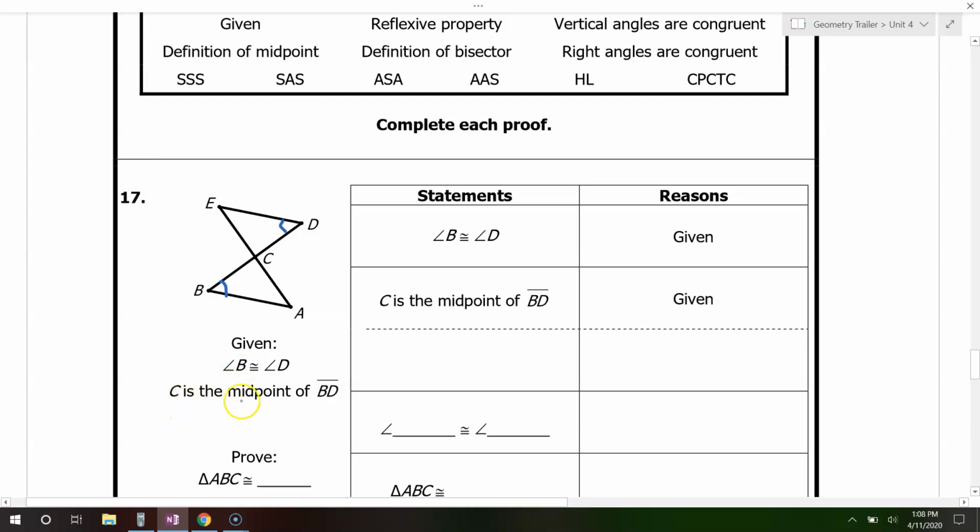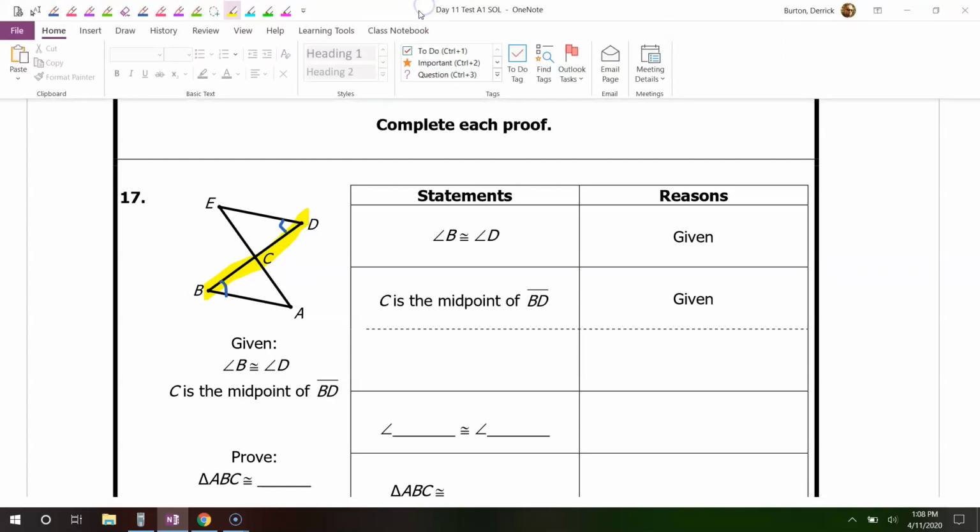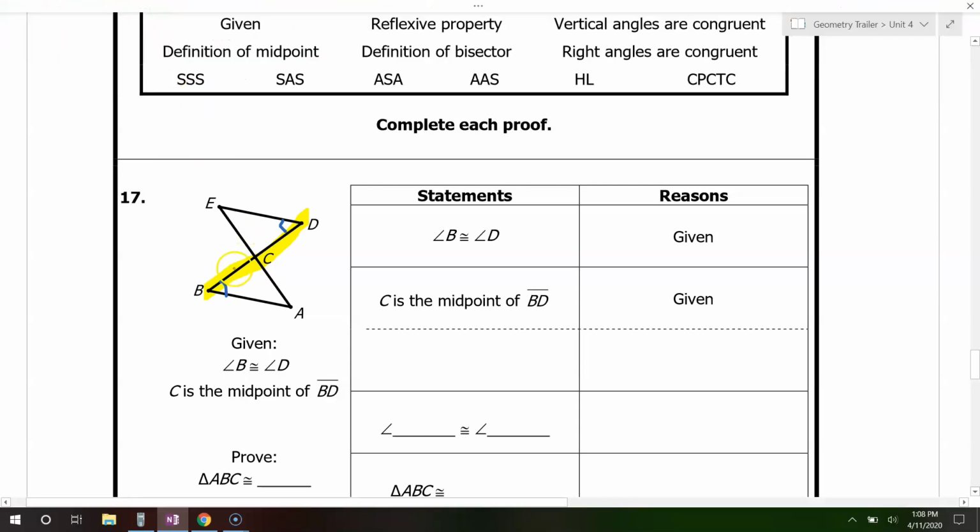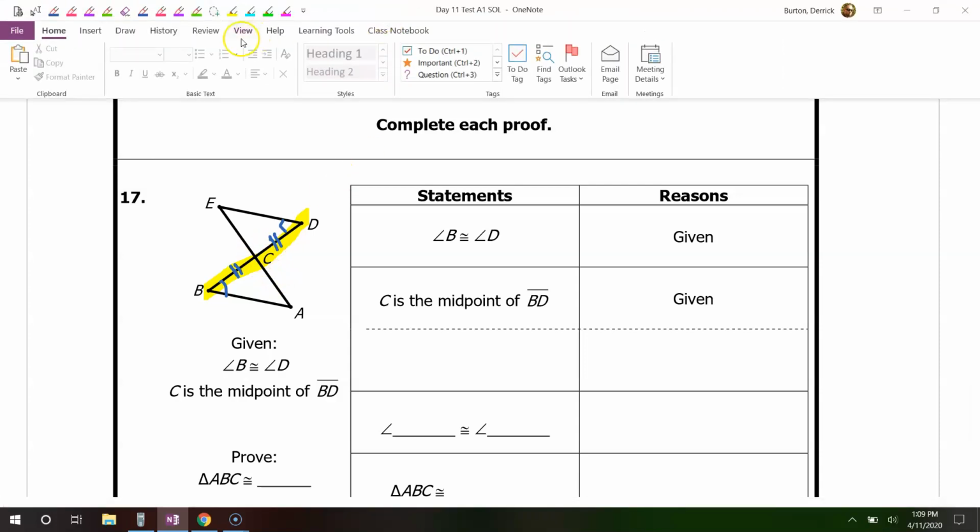Now, C is the midpoint of BD. That's already written down, but how do we mark this in the picture? The way you mark this in the picture also leads to the next statement that you're going to write down. Midpoint of segment BD, you say. Well, here is segment BD right there. If C is the midpoint, that means that this side is going to be congruent to this side, because C has to be right in the middle.